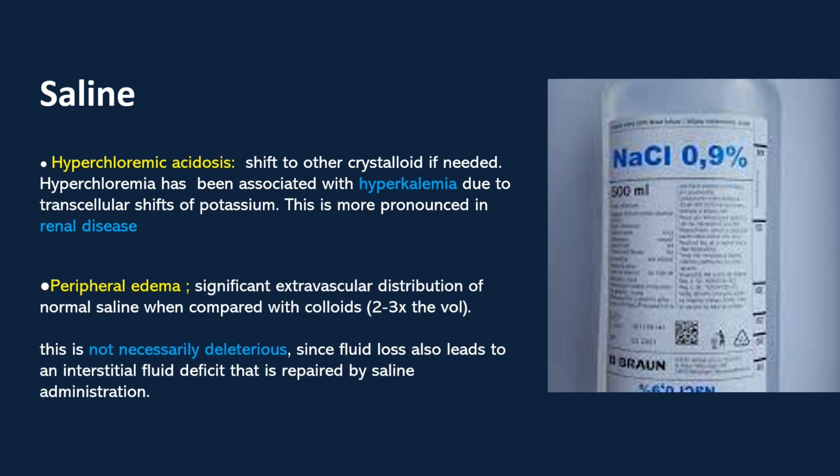The other proclaimed consequence of saline is the presence of peripheral edema. Why does this occur? Because of significant extravascular distribution of the normal saline. What does this mean? As you know, saline is a crystalloid. It's water with sodium chloride. Sodium chloride has almost no oncotic pressure, so it moves by diffusion across the plasma membrane, the cell membrane, and gets easily into the extravascular compartment. And this explains why we give 2 to 3 times the volume that would be given with colloids.